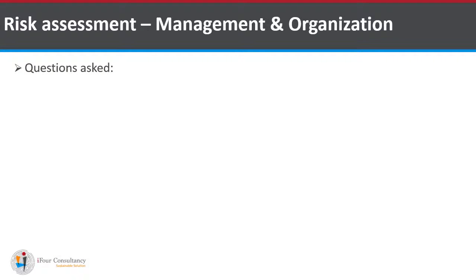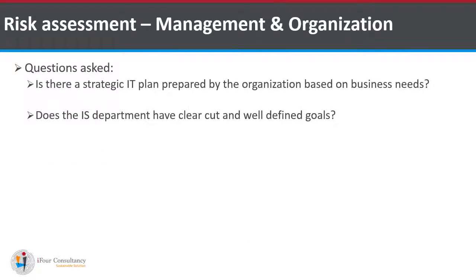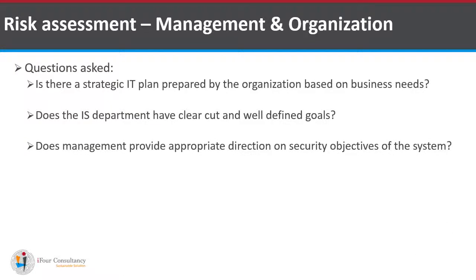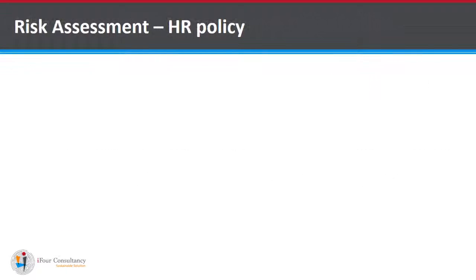Management and organization checklist. The questions asked are: is there a strategic IT plan prepared by the organization based on business needs? Does the IS department have clear cut and well defined goals? Does management provide appropriate direction on security objectives of the system? If the system uses third party data, does the organization have procedures in place to address the associated risks? Are there procedures to update strategic IT plan?